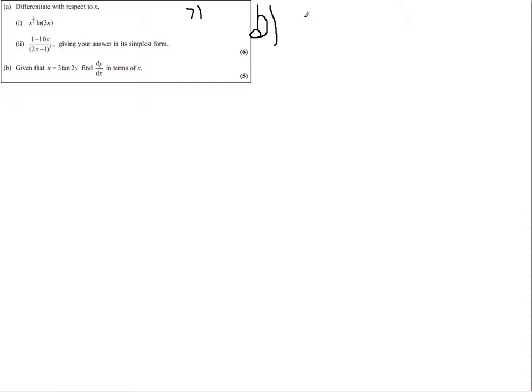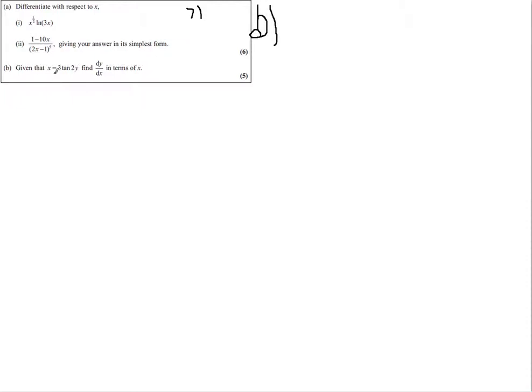This is the second part of question 7, and we're asked to differentiate, or find the differential dy/dx, in terms of x of this equation here. And the problem we can find is that it's x equals 3 tan 2y.